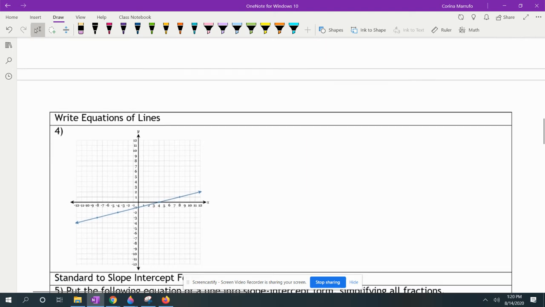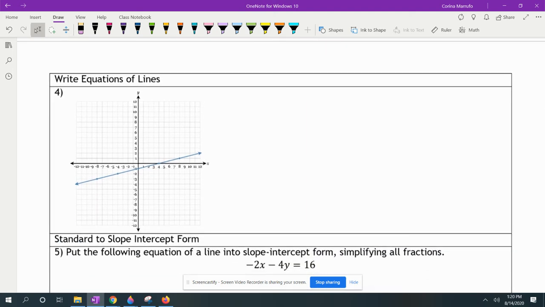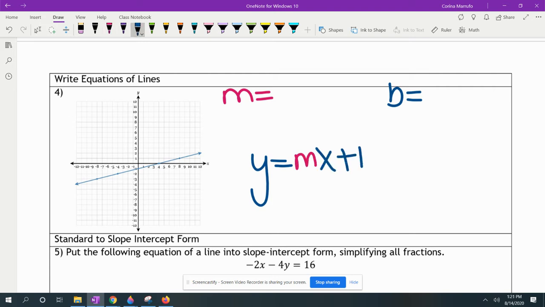Okay, next. It says write the equation of lines. So if we're going to write the equation of this line, we're going to need 2 things. We're going to need m, the slope, and then we're going to need b, the y-intercept. Then we write it into our slope-intercept form, which is y equals mx plus b. Here our y-intercept we can see is negative 1. Our line passes through negative 1. So instead of plus b, it's going to be minus 1.